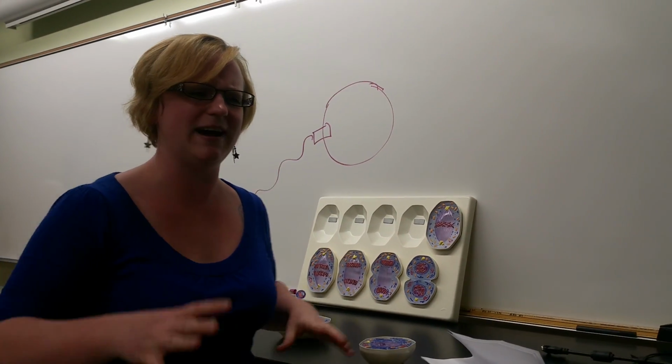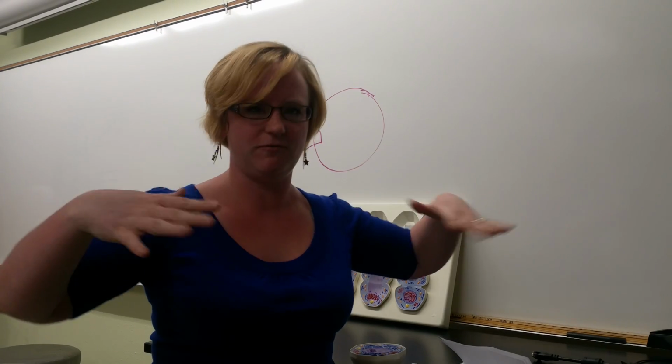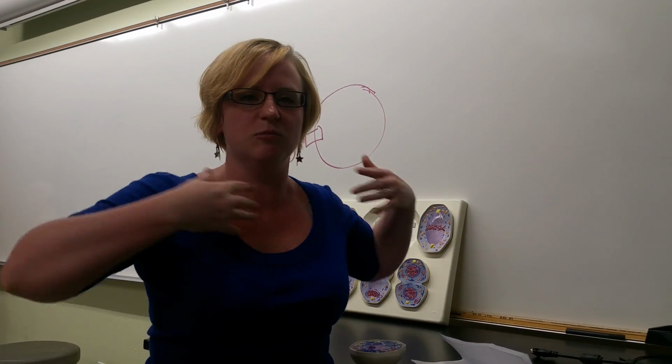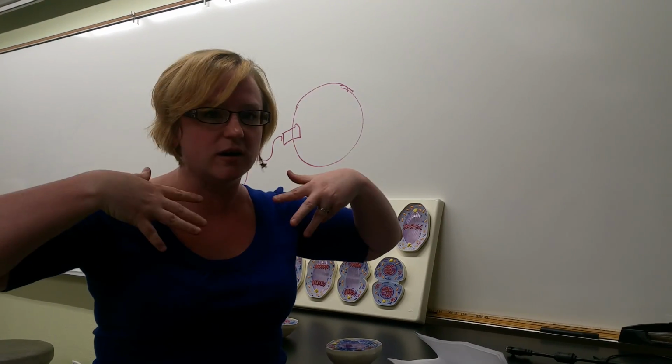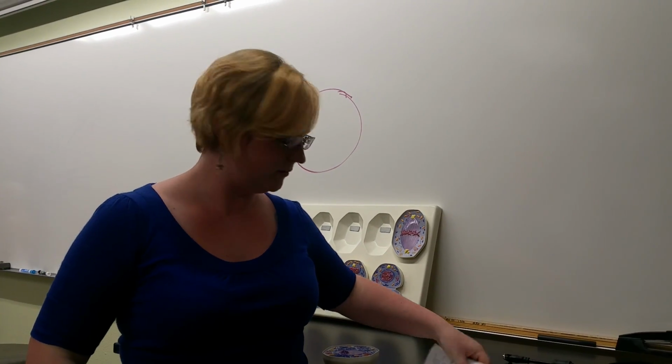Cilia you can find wherever you need to move stuff along. For example, in the trachea, you need to move mucus along, so those cells are often ciliated. Or in the nose, you need to move mucus along, so those cells are often ciliated as well. And that's it for cell parts.